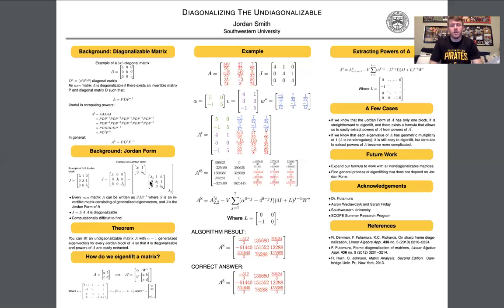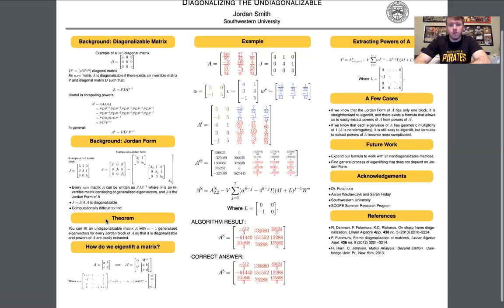Obviously, I have to say that the Jordan form of a matrix is very computationally difficult to find, but if we know what the Jordan form looks like, it can be very useful in this process. And so our theorem for this project is: you can lift an undiagonalizable matrix A with n minus 1 generalized eigenvectors for every Jordan block of A so that it is diagonalizable and powers of A are easily extracted.